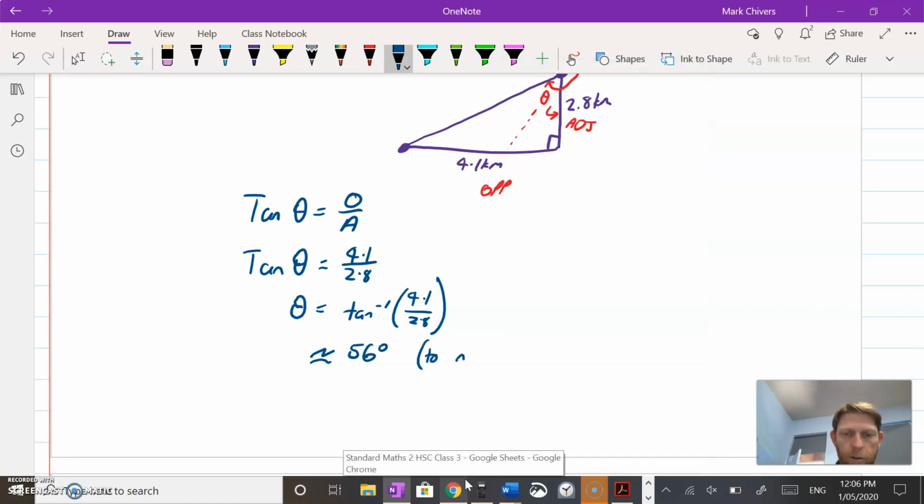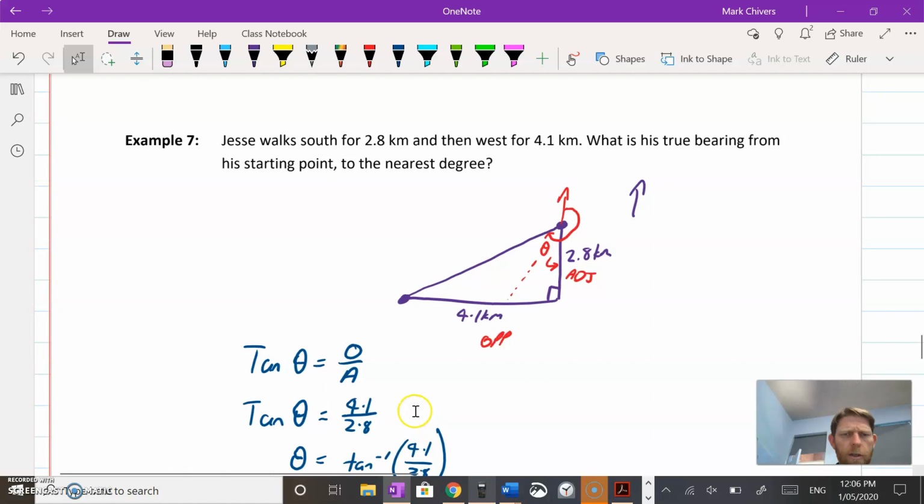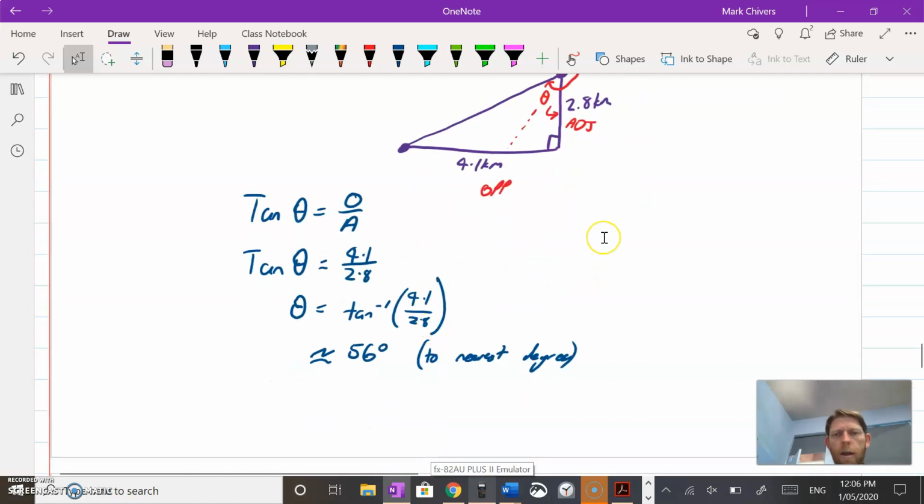I'll just put 2 nearest degree. I don't know if the question actually asked. It did say the nearest degree, so there you go.